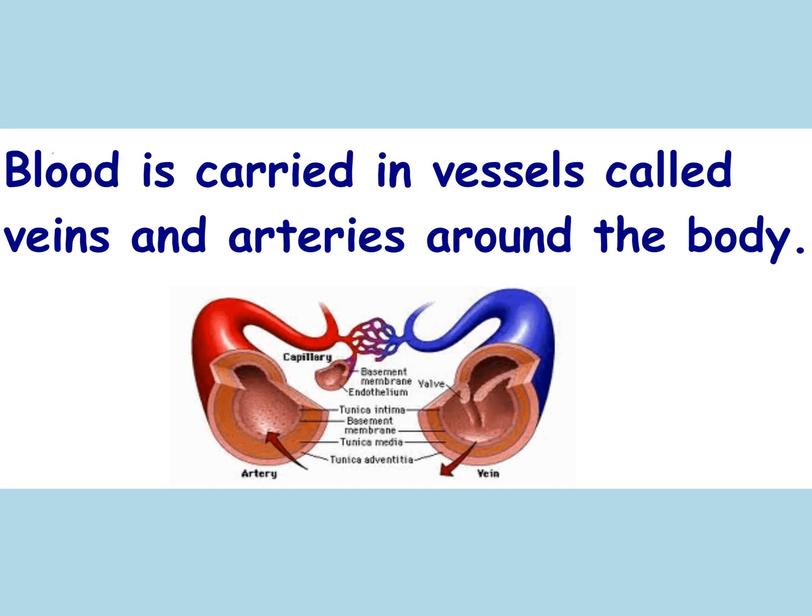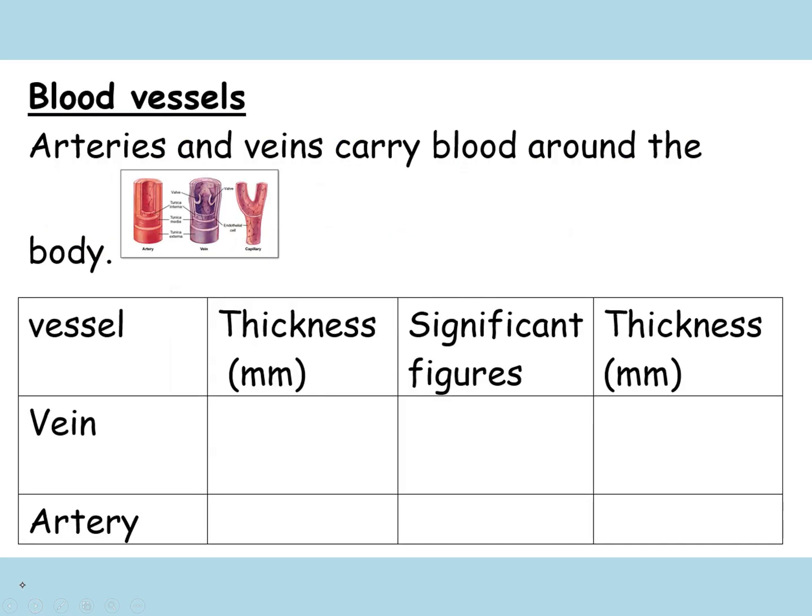So underneath your table that hopefully you've just filled in for the significant figures for the blood components, can you draw me this table? So put a heading, blood vessels, arteries and veins carry blood around the body. And then we've got our 2 that we're going to compare, our vein and our artery. We've got the thickness in millimetres, the significant figures, which I'll tell you in the PowerPoint, and I want the thickness then written to those significant figures for me. Pause the video at this point so that you can draw out the table.